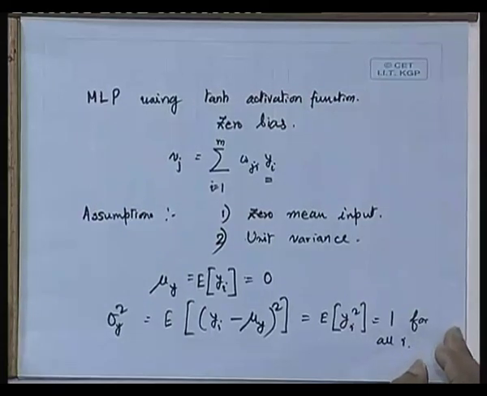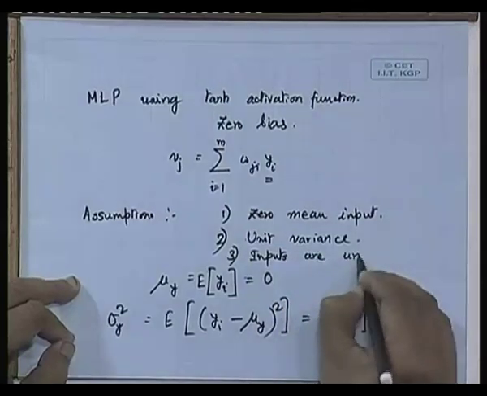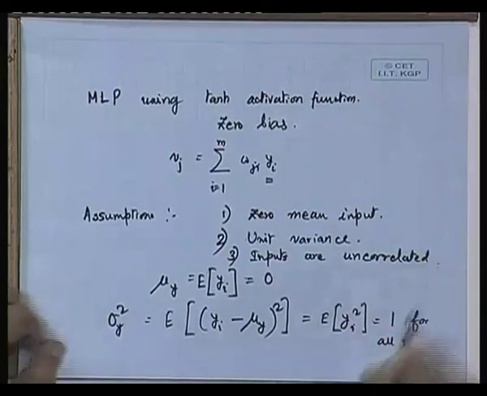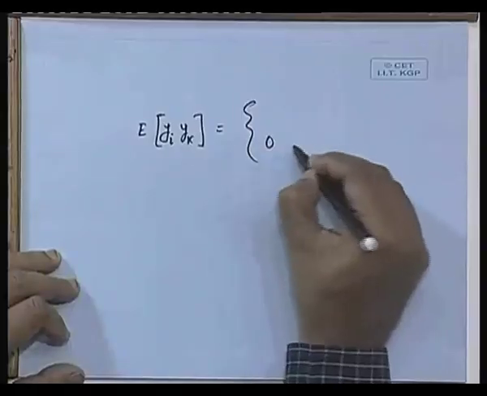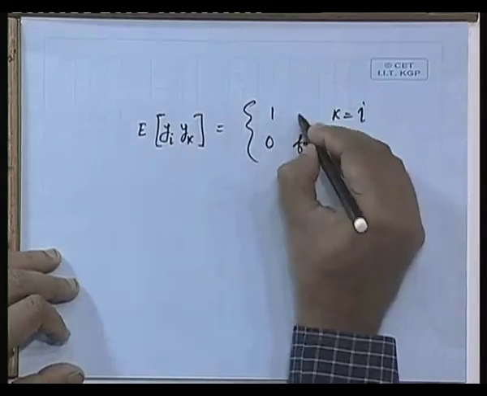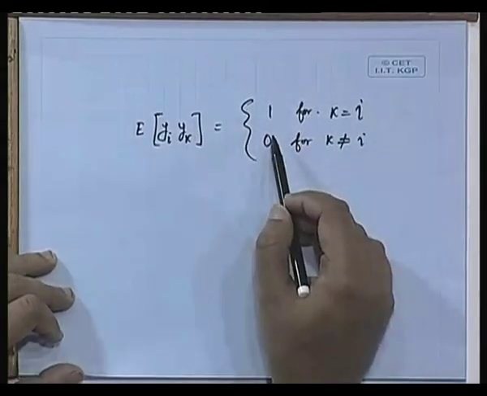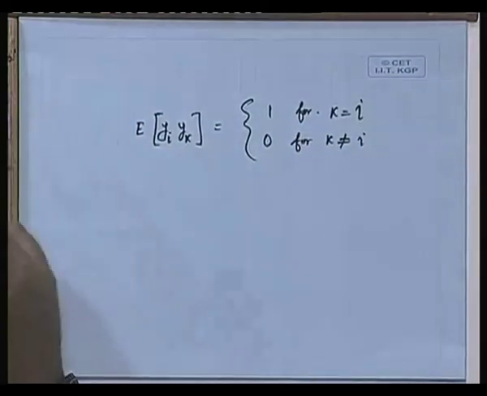Another assumption that we are making is that the inputs are uncorrelated. So the third assumption is that the inputs are uncorrelated. If we take that assumption into consideration, then it is possible for us to write that expectation of yi yk will be equal to 0 for i not equal to k, and what happens if k is equal to i? It is 1. This is the uncorrelated property: only when i and k are the same do we get the expectation equal to unity, otherwise it is equal to 0.